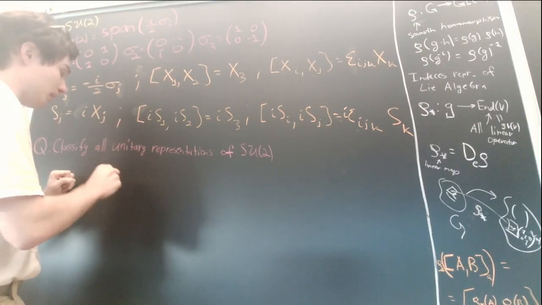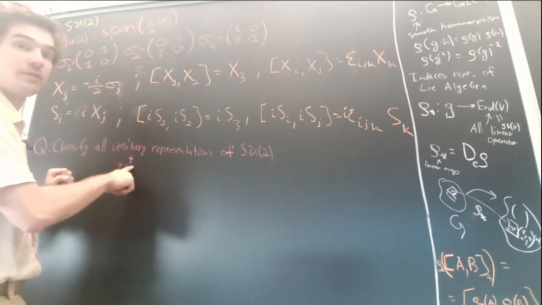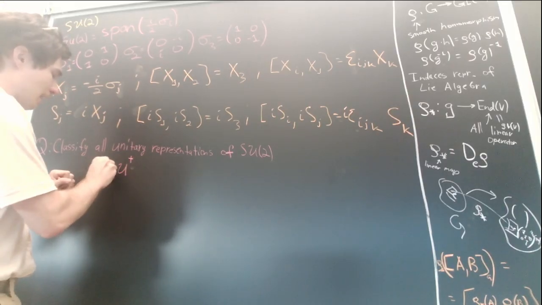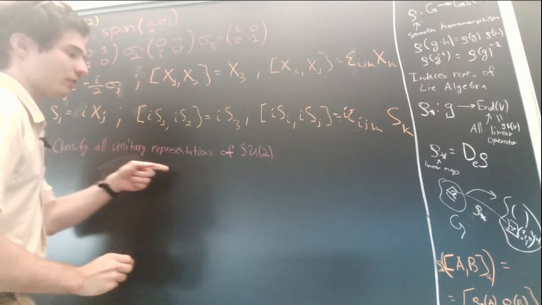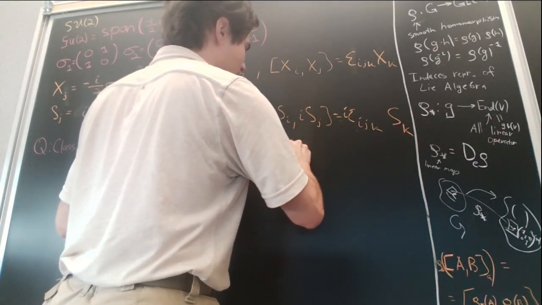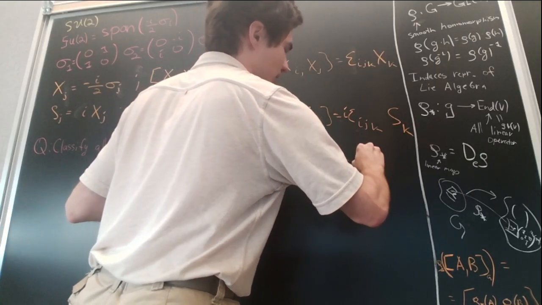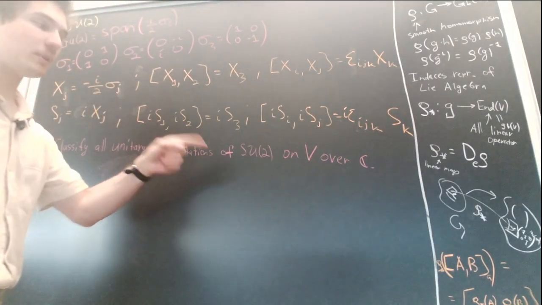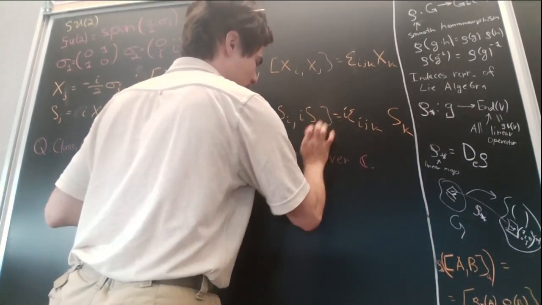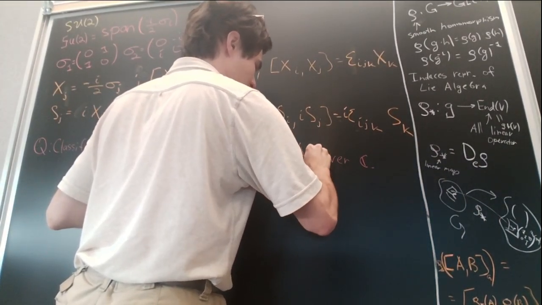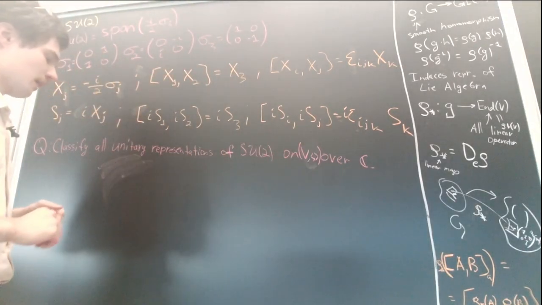What does it mean to be a unitary representation? Remember, for a unitary matrix, we have a notion of taking a Hermitian adjoint. Representations of SU2 are on vector spaces over the complex numbers. So we're going to have a vector space over the complex numbers. It's going to be an inner product space, so it's going to have an inner product over the complex numbers.